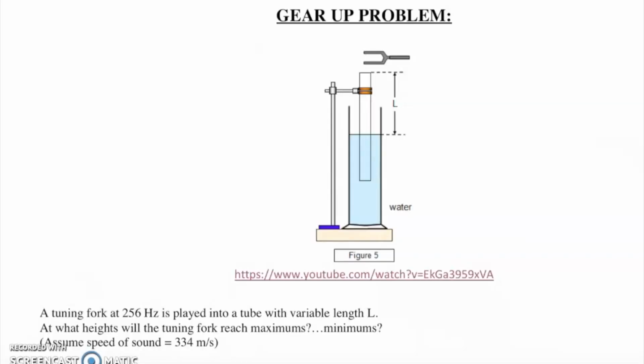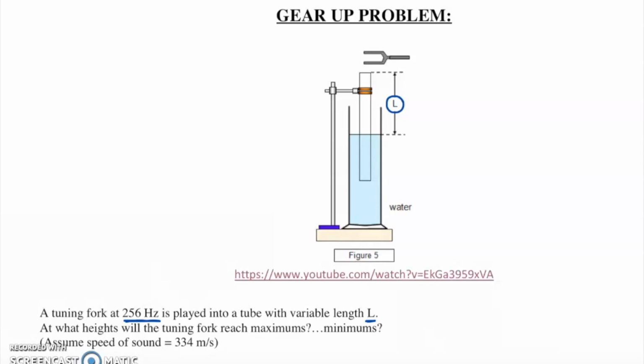So we're gonna pause there now that you have a feeling for the setup. Of course, this is a tuning fork instead of her headphone. And I'm gonna tell you that this tuning fork is at a frequency of 256 hertz. And we're varying the length L as shown here. I want to know at which heights is this tuning fork going to reach its maximums? And at which heights is this going to reach the minimum sound?